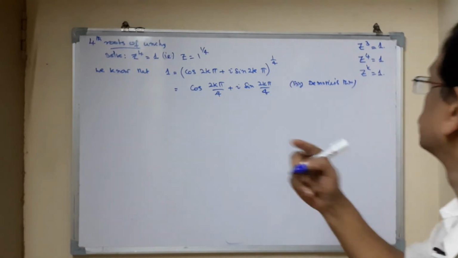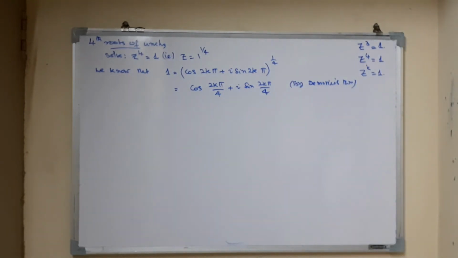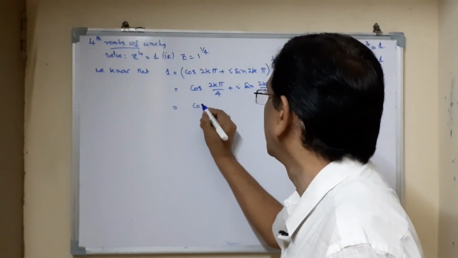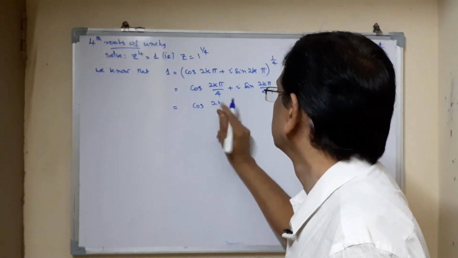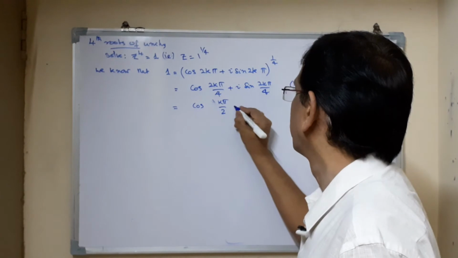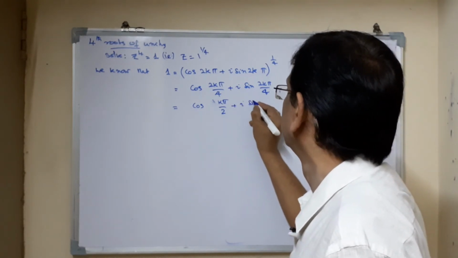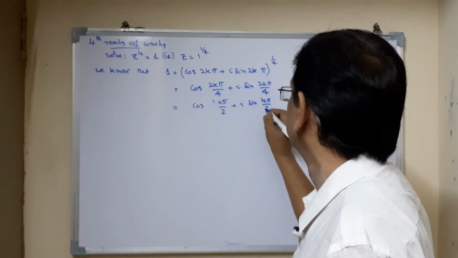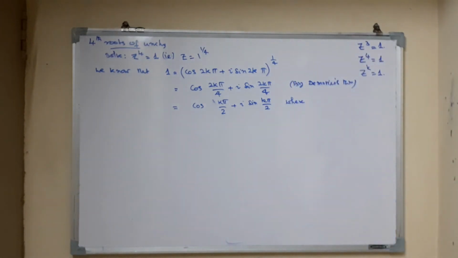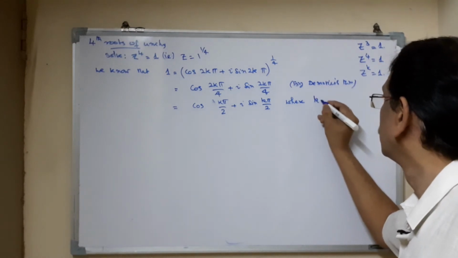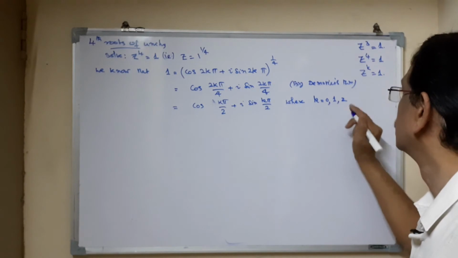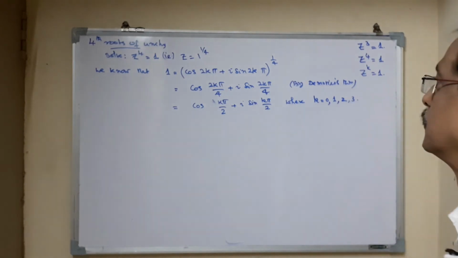So by De Moivre's theorem, that 1 by 4 goes to the coefficient of 2k pi. So this is equal to cos 2k pi by 4, that is cos k pi by 2, plus i sin k pi by 2, where now you have to decide the values of k. K is 0, 1, 2, 3, because there are 4 roots.